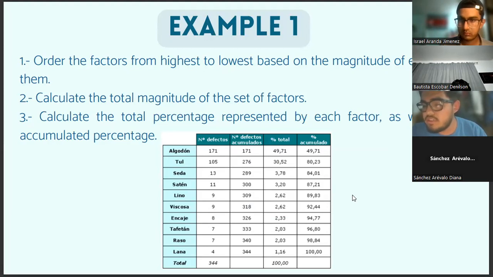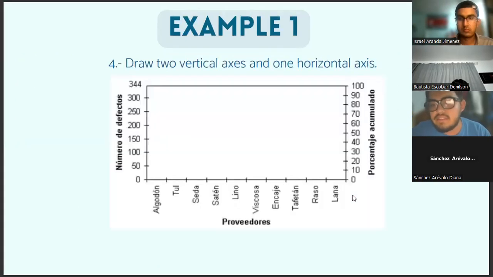Well, in order to calculate it, the percentage is equal to the magnitude of the factor over the total magnitude of the factors, all of this times 100. And then the accumulated percentage for each of the factors is obtained by adding the percentage of the previous factors in the list plus the percentage of the factor itself in question. So please go to the next.